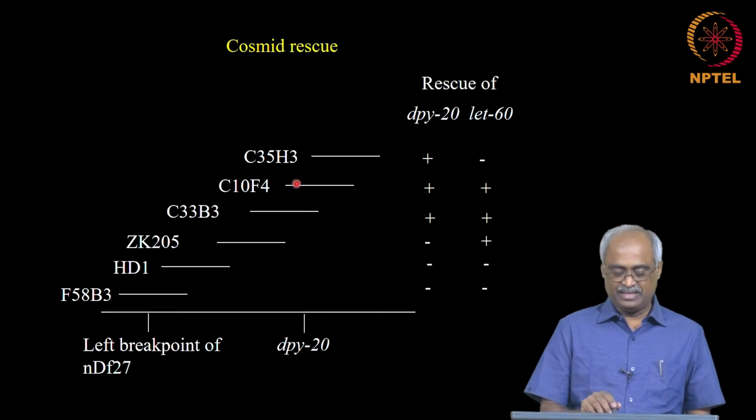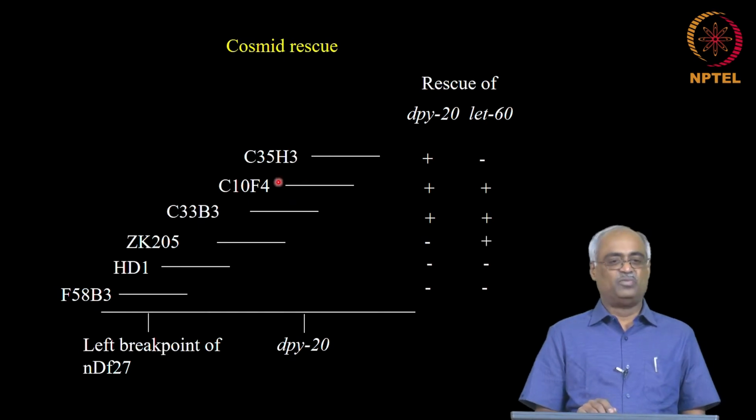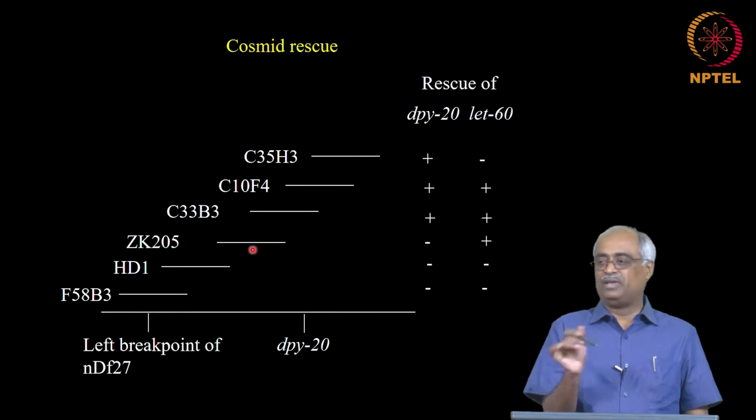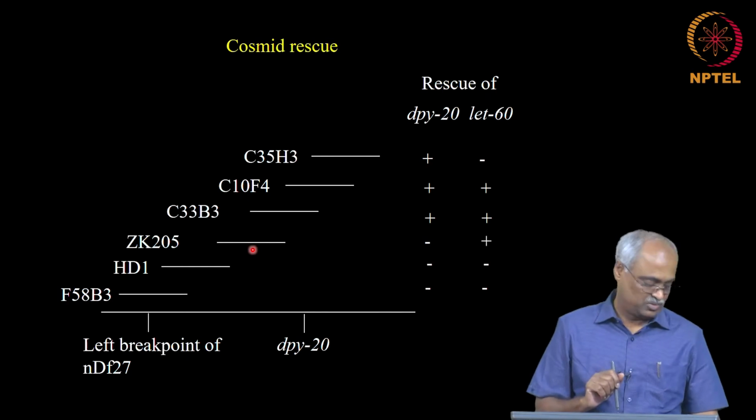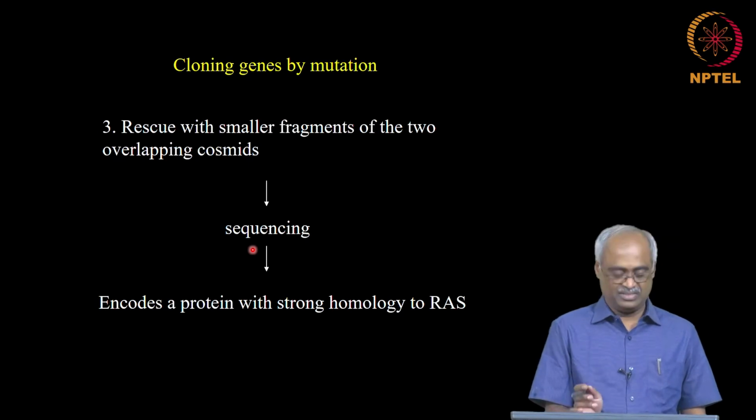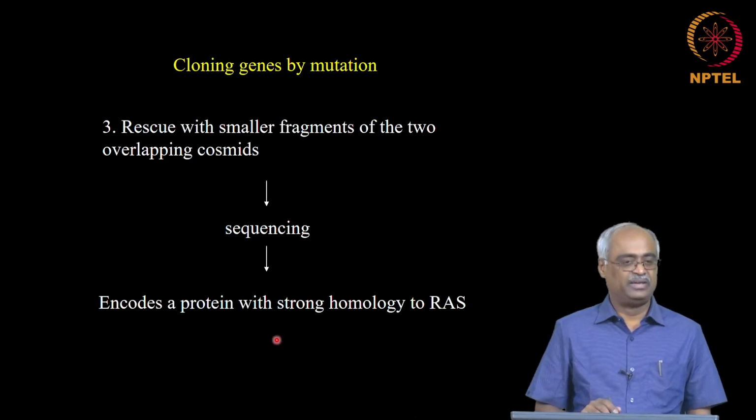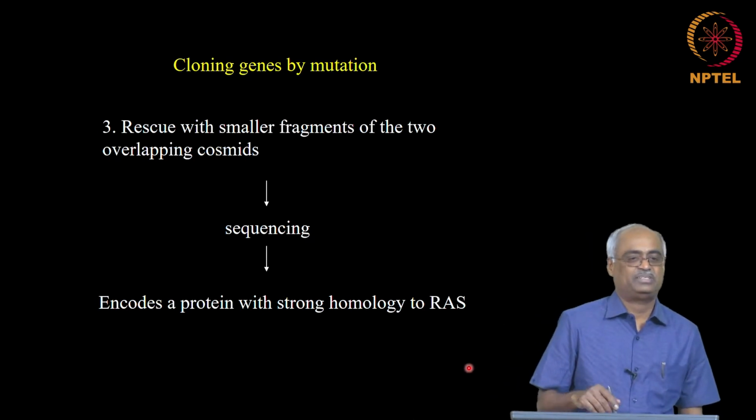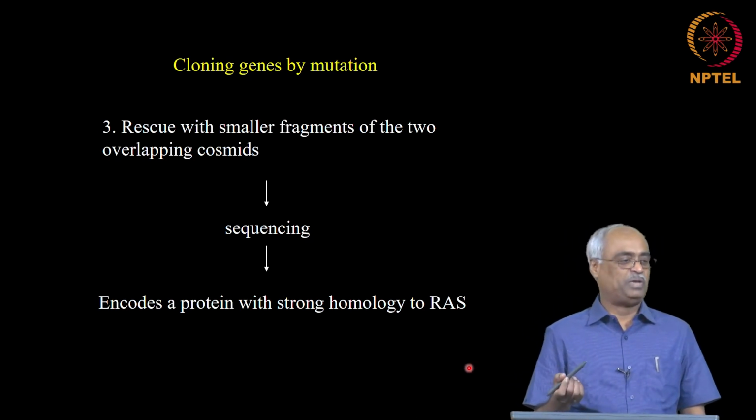So now you take this C10F4 and look at its left side: what kind of open reading frames are there, how many are there, and then each open reading frame you inject, then you will find the one. So in this particular case, when they sequenced the open reading frame that rescued, it encoded a protein that was known already as RAS and was known only as an oncogene, where its expression caused cell proliferation, but people did not know what it normally did.